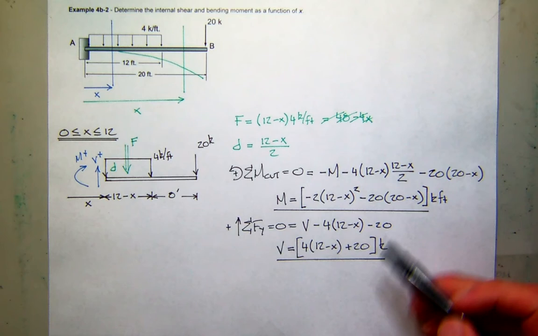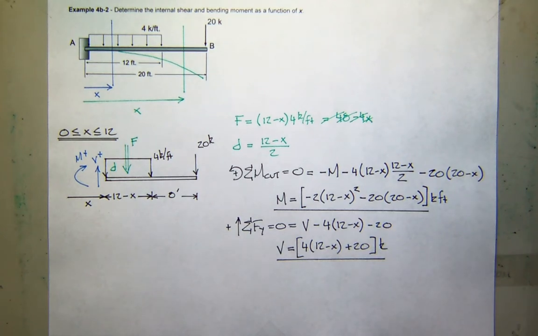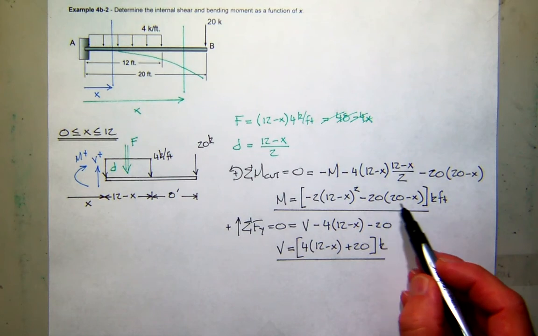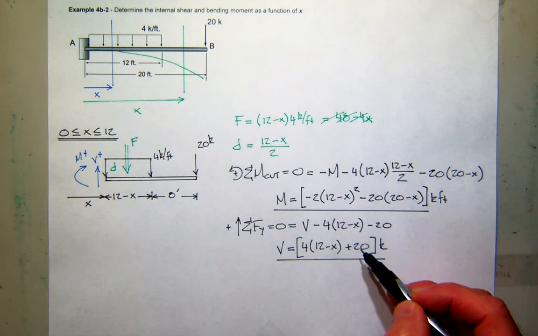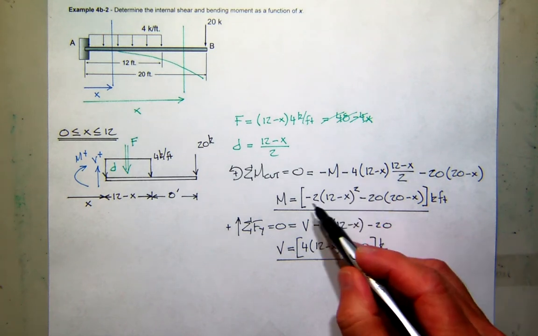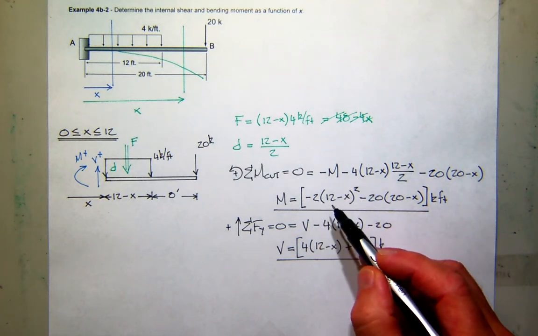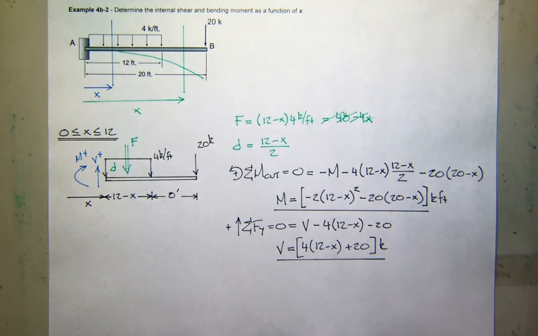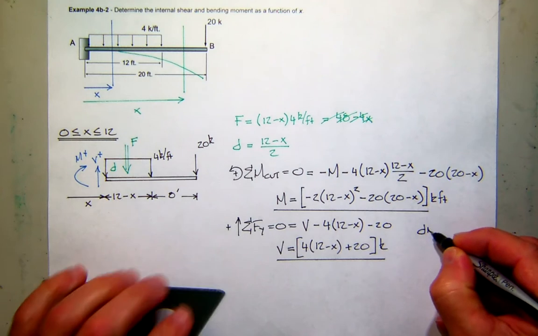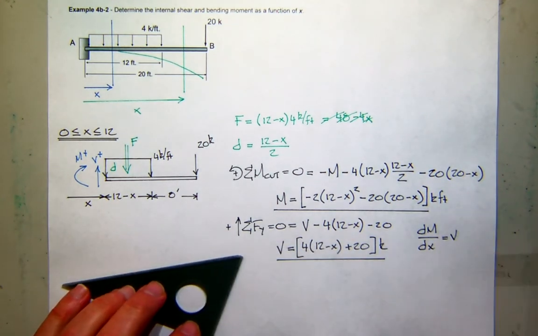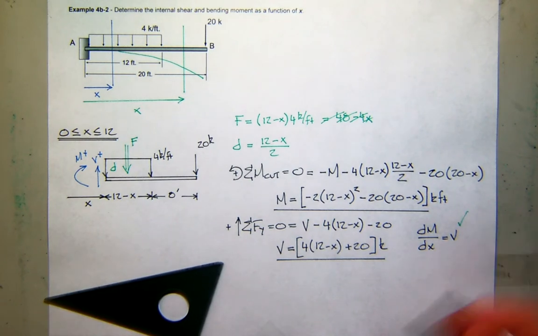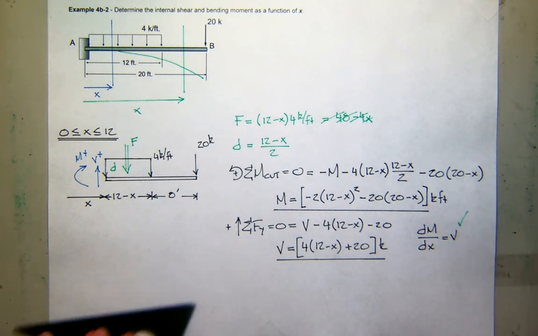If you take the derivative of the moment, do you get the shear? I think if you look at the last term, you can see it is. What's the derivative of this with respect to x? 20. What's the derivative of this with respect to x? It's that. So it does work. So at least you got that. So I will write here that if you do take the derivative of the moment with respect to x, do you get the shear? And the answer is yeah. So that should make you feel pretty good about that.